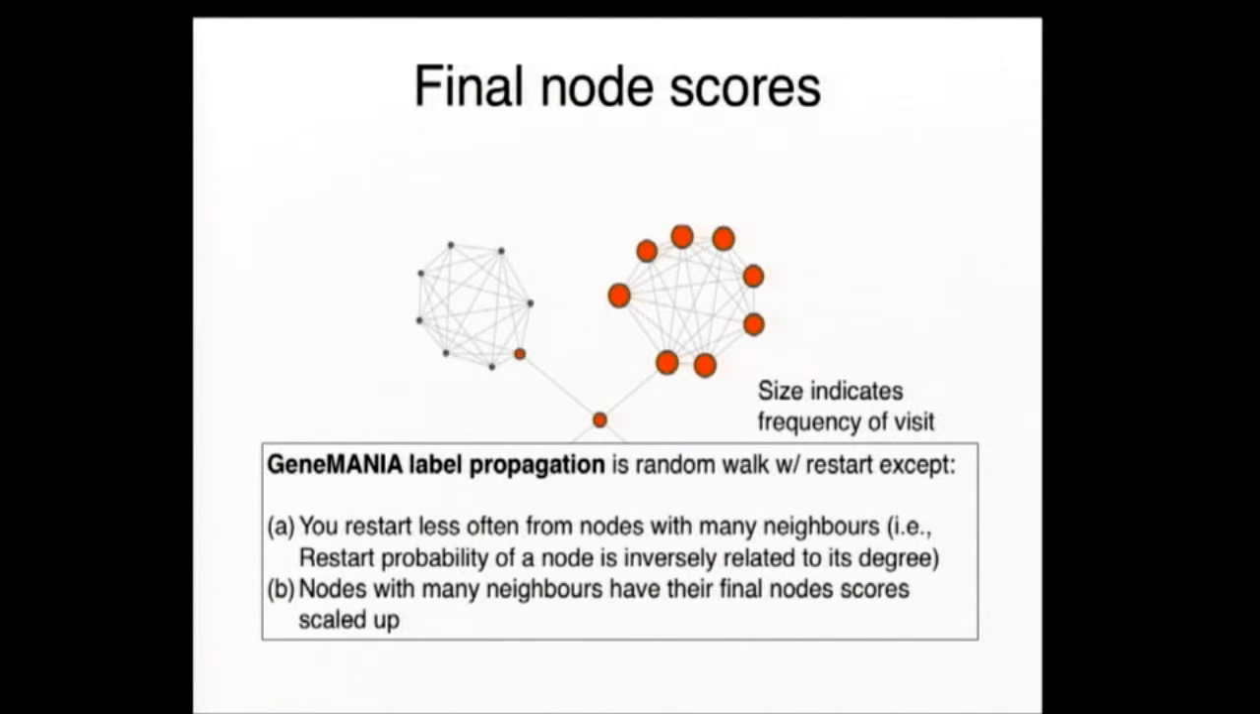Now, we didn't do this on purpose. We just used a different flavor of label propagation that did this simply by the nature of how the algorithm works, before we found this connection to random walk with restart, but it turned out that it worked the right way.